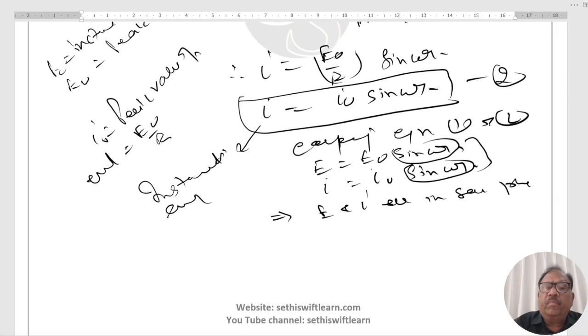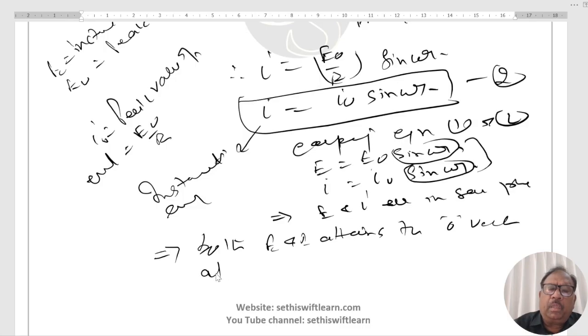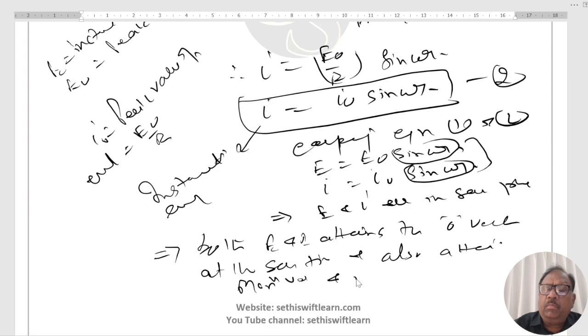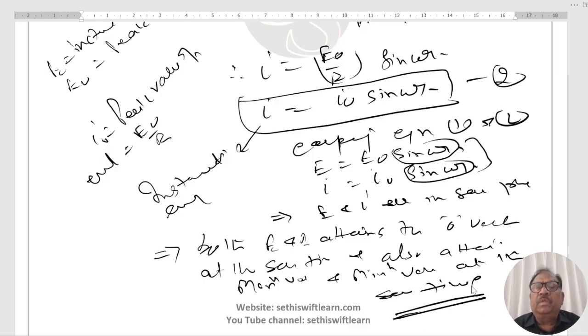Same phase means both E and I attain the zero value at the same time, and also attain maximum values and minimum values at the same time. That is the meaning of same phase.